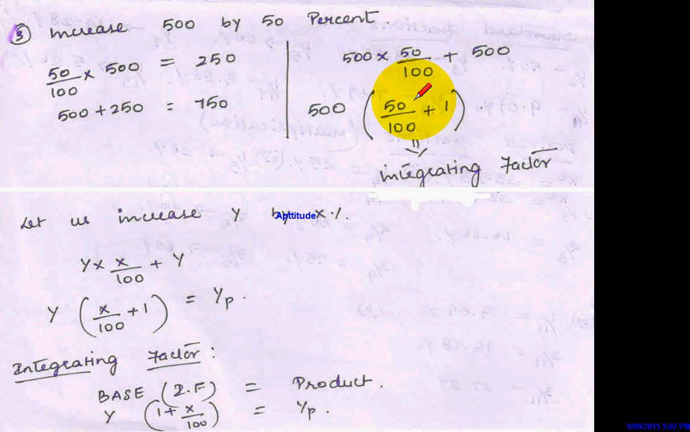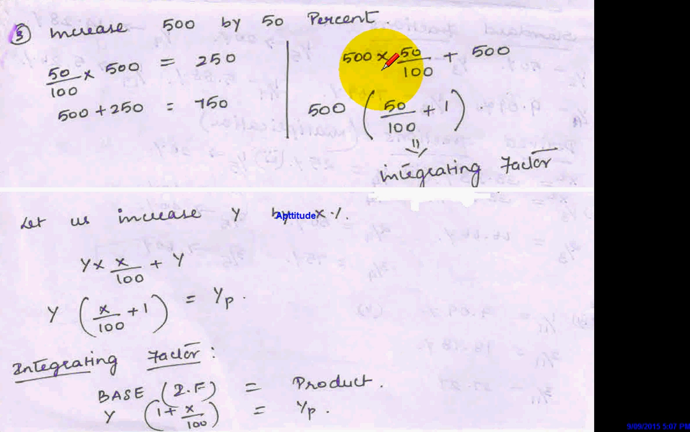But if the question is put another way, say increase 500 by 14.28%, or increase 500 by 11.11%, what happens? You could not easily find out what 11.11% is as a fraction, and again it is tedious work that grabs all your time. So better go with this method, finding the integrating factor.